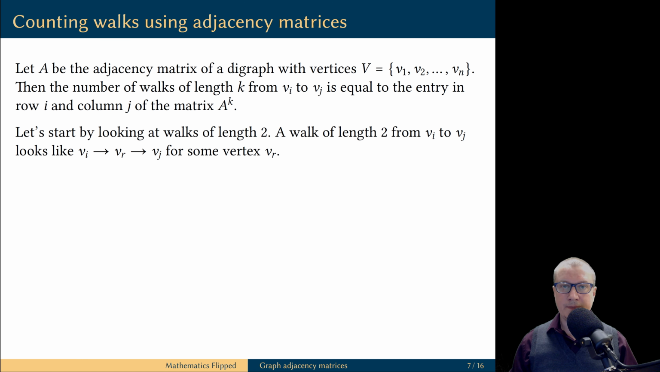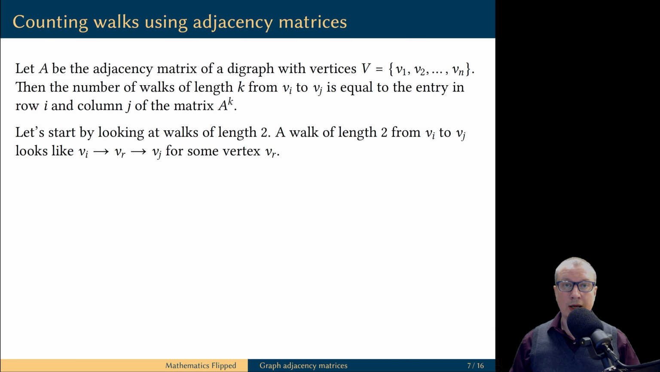Let me explain why. Let's start with walks of length 2. A walk of length 2 from vi to vj looks as follows. From vi, you go to some intermediate vertex vr, and from that vertex vr, you go to the vertex vj. So let's count the number of these walks when the vertex vr is fixed. This walk of length 2 consists of a walk of length 1 from vi to vr, and then another walk of length 1 from vr to vj.